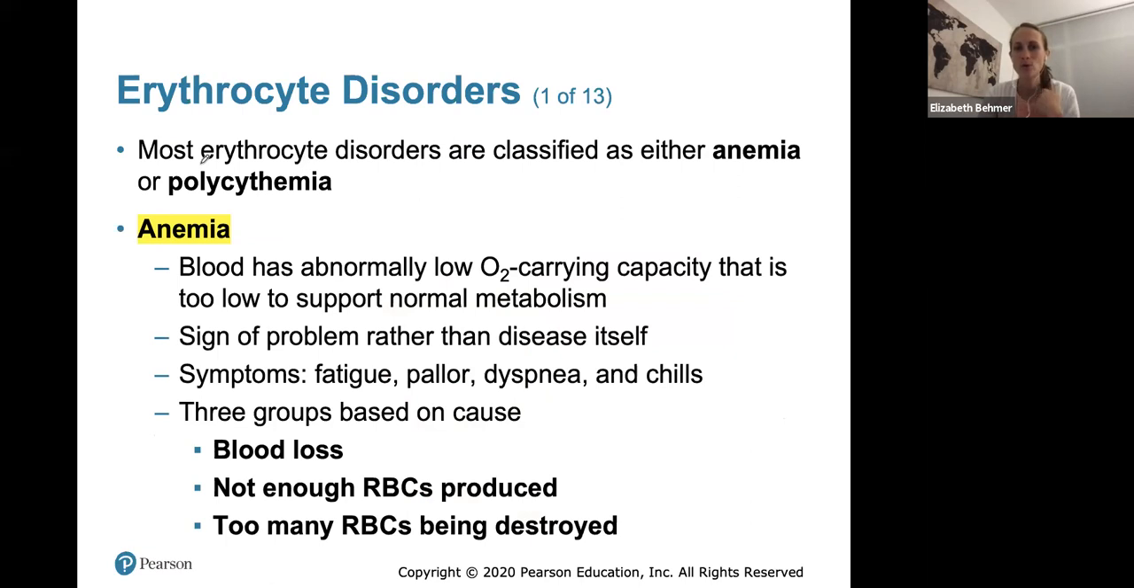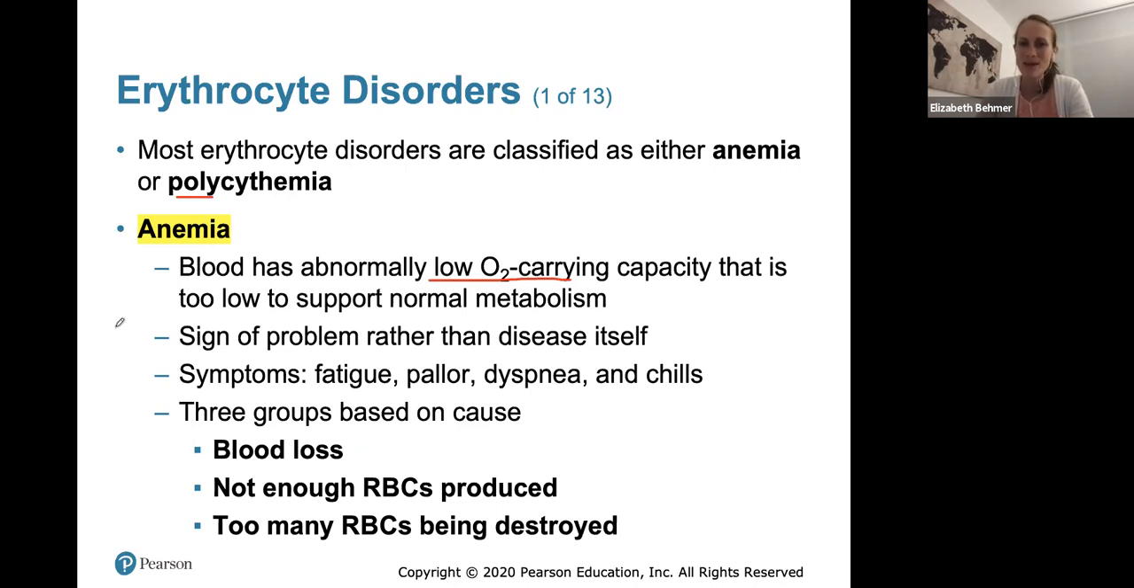But most of our erythrocyte disorders are classified either as anemia or polycythemia. So anemia is low oxygen carrying capacity, and polycythemia means many. So that'll be the opposite. We're going to go over a couple different types of anemia, and then we'll look at polycythemia. And we'll go over other disorders with blood in the body that aren't just these two, but having a good understanding of these two will help.